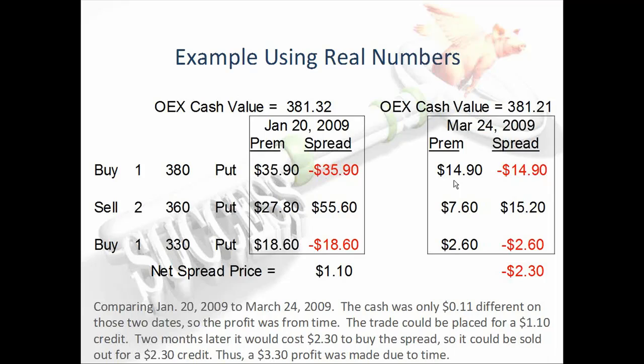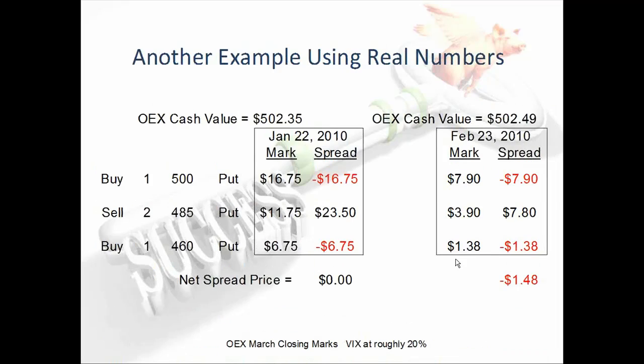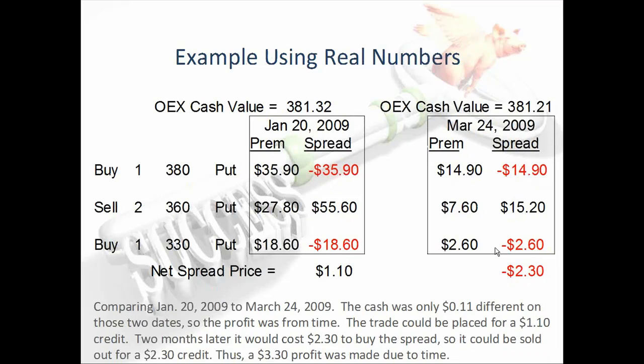Okay, but the 360 puts we sold at $27.80 are down to $7.60, but because there's two of them, it's worth $15.20. And the 330 put that we bought for $18.60 has lost $16. And because we own it, it's still a debit, but the spread has now gone to a $2.30 debit.